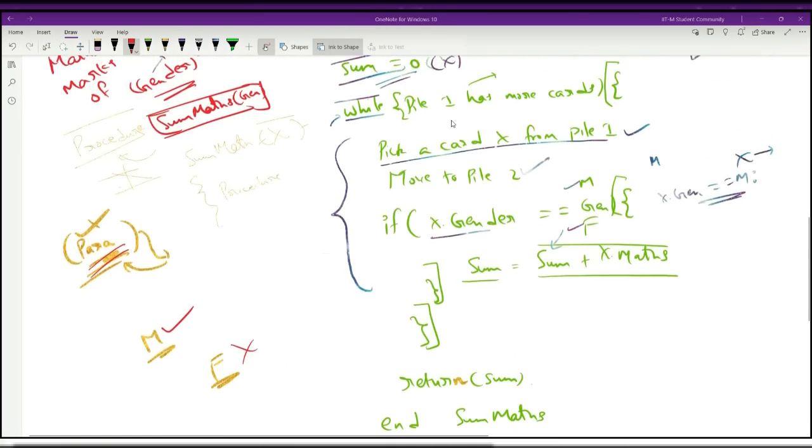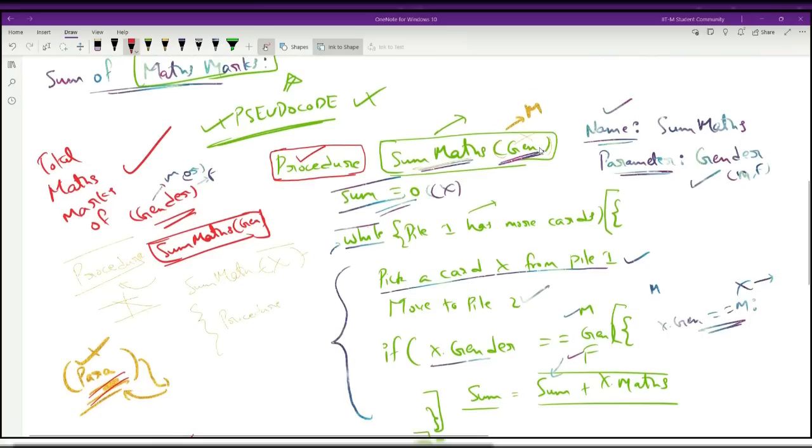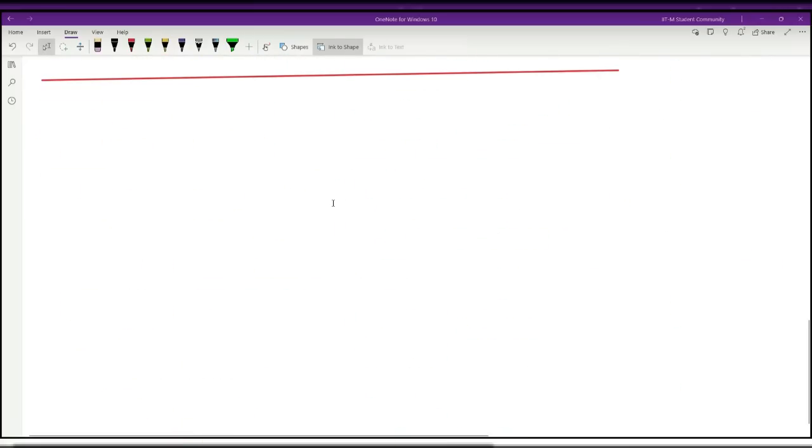We can also include another parameter here, but all this looks very clumsy itself. So we'll start with a fresh example. Let us say, oh no.